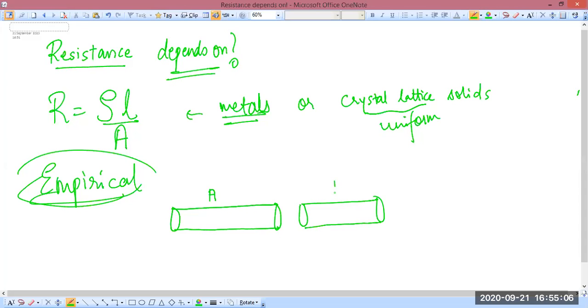Identical in every way. So what's the length? Let's say L. So this is also L. What's the cross sectional area? Let's say A. Suppose we call these wire 1 and wire 2.